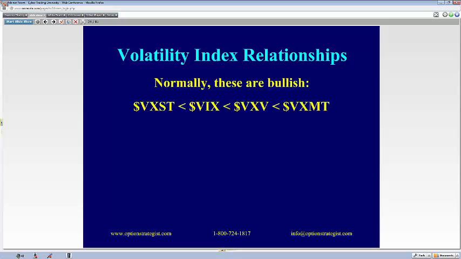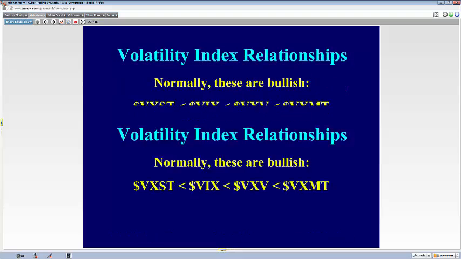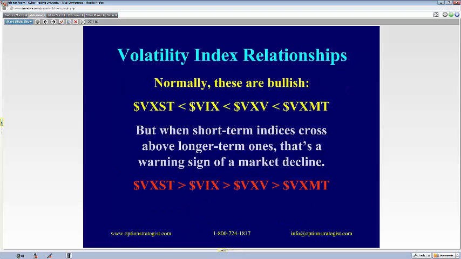In a normal bull market, they'll line up like this. The short term, the 9-day, will be less than VIX, which is the 30-day, which will be less than 90-day, and that will be less than 180-day. But in more turbulent markets, things start to change. And in fact, in a roaring bear market, this happens. They completely invert. So the short-term volatility is the highest, then VIX, then the 90, then the 180. When you're in this kind of environment, you don't need to be told it's a bear market. The market's going down really fast.